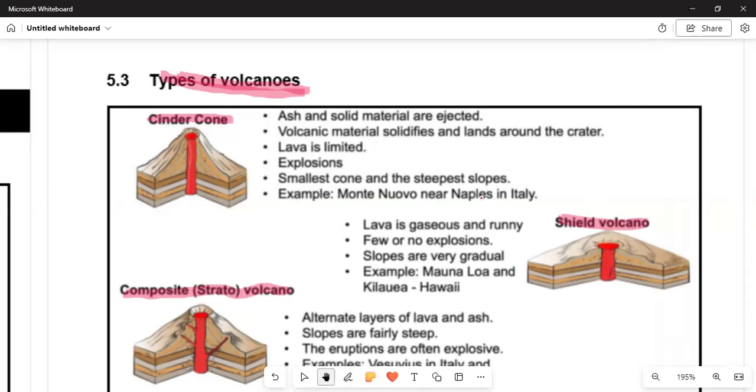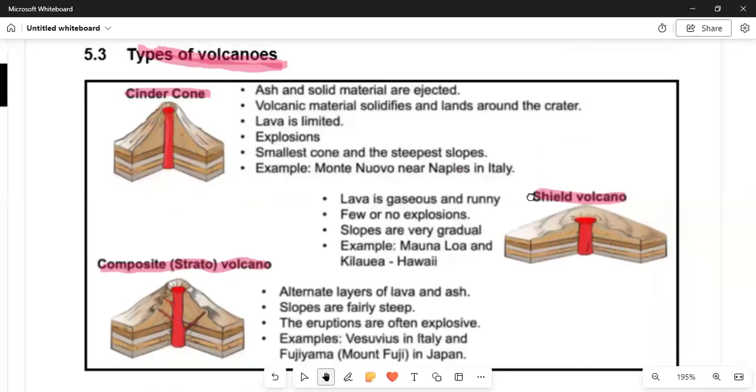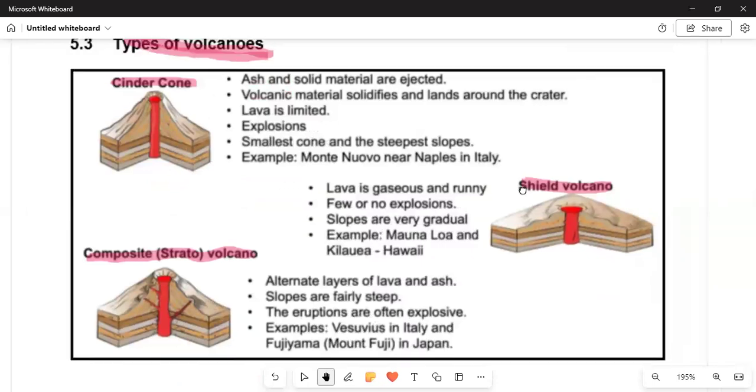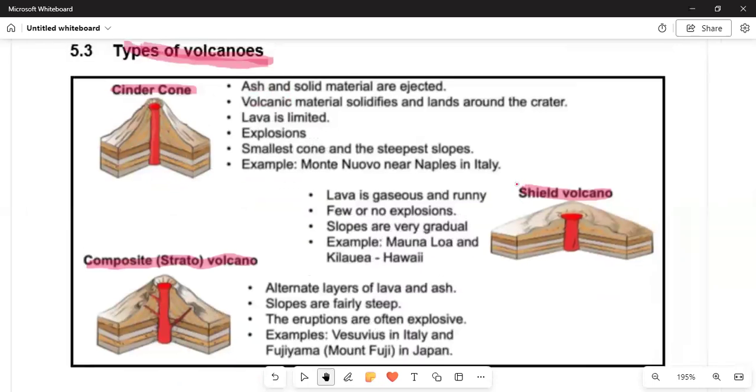They would erupt here. So we are saying the ash and solid materials are ejected. The volcanic material solidifies and lands around the crater. There is the smallest cone, and the steepest slope, as you can see, the slope is steep. An example is Monte Nuovo in Italy, where it has happened. And number two, we are having the shield volcano. There's lava that is runny. There are few explosions. The slopes are very gradual. An example is Mauna Loa, and it has happened in Hawaii.